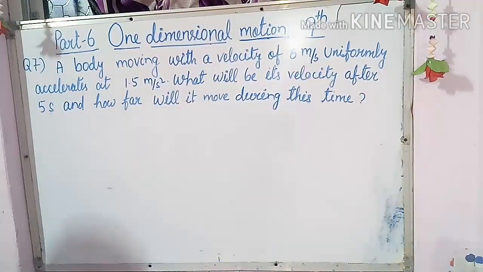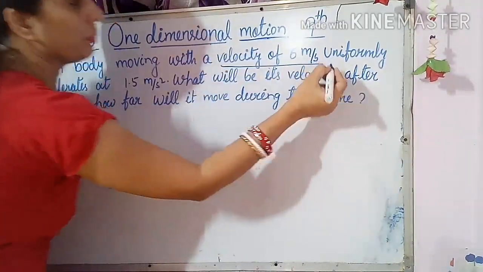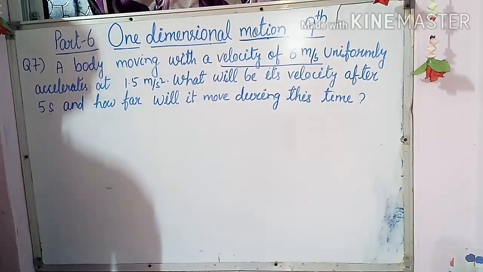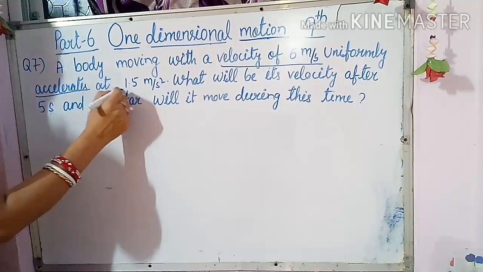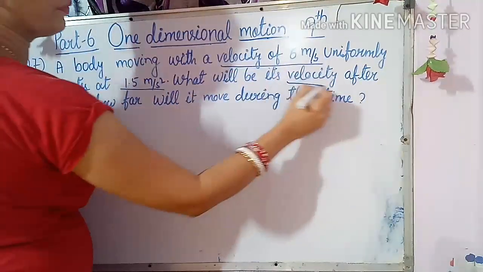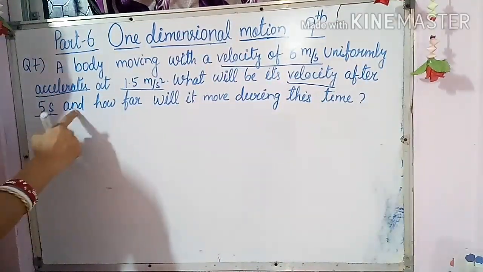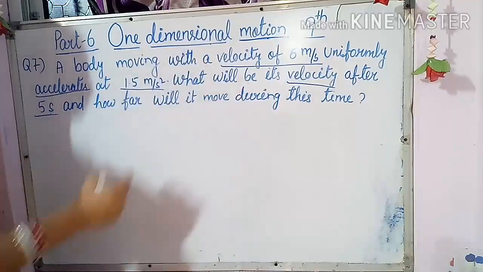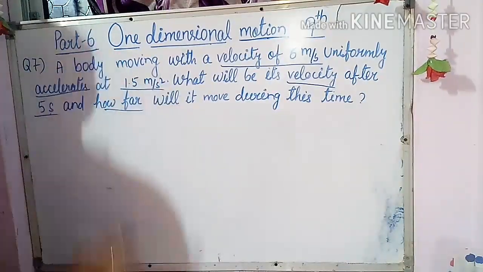Now children, see the next question. What is given? A body moving with a velocity of 6 meter per second. As I have told, it is already moving with a velocity of 6 meter per second, meaning initial velocity. It uniformly accelerates; acceleration is given as 1.5 meter per second square. What will be its velocity? Final velocity is asked, after 5 seconds, time is given. And how far will it move? Distance, s, is asked.